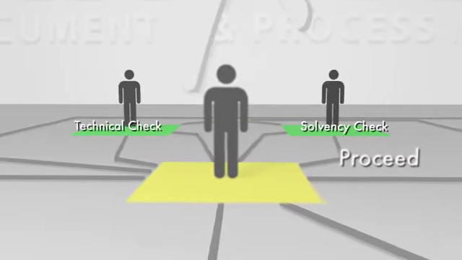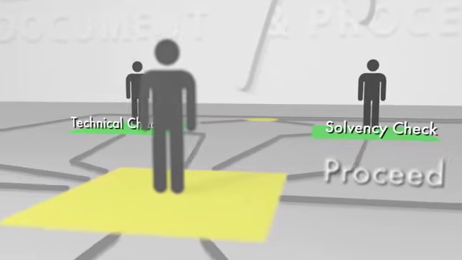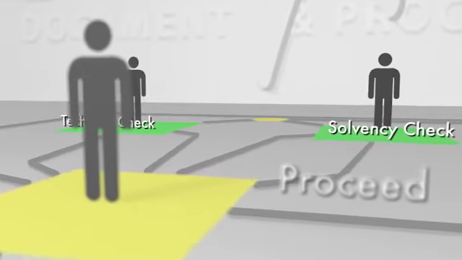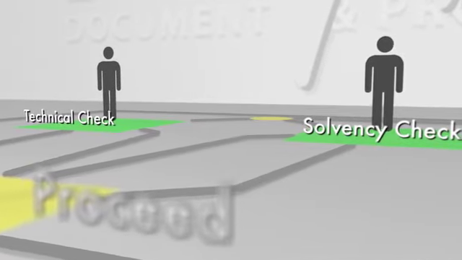In this case, the workflow will be split into 2 different parallel tasks with 2 different people in charge that both have to complete their tasks to be able to proceed to the next step.